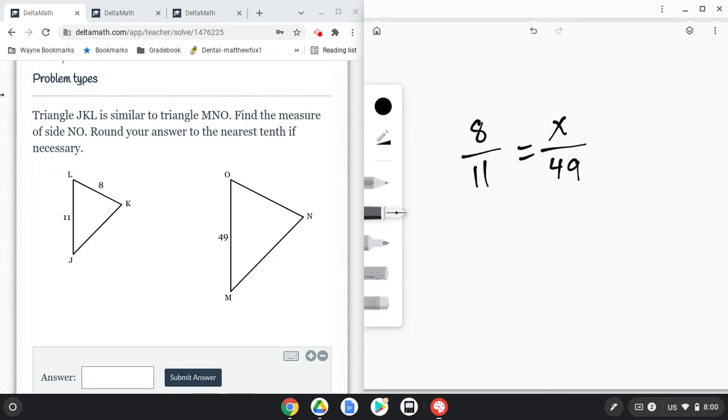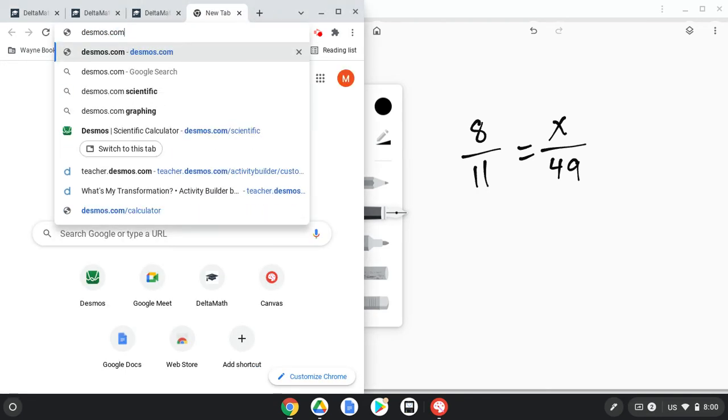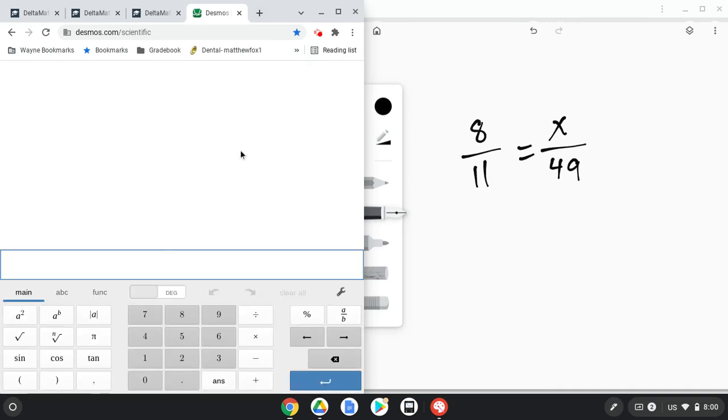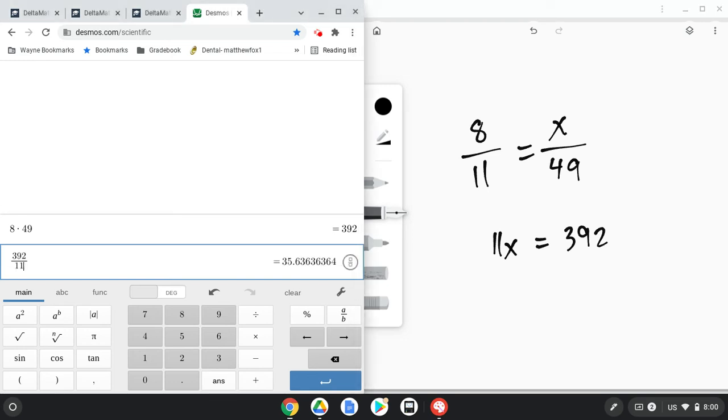At this point, we probably need a calculator. desmos.com/scientific is a pretty good one if you need one just on the internet at home, or your phone has one. But we'll do 8 times 49, and we'll get 392. So 11x equals that 392. And then we'll take that and divide by 11.